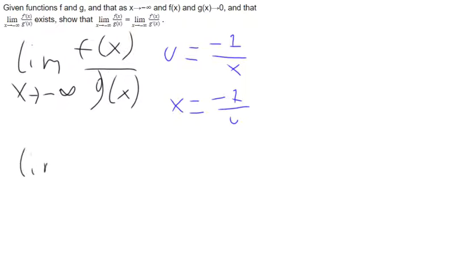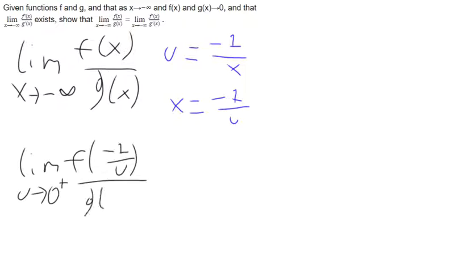So we have the limit as u goes to what? Well, if x is going to negative infinity, if u were 1 over x, u would be going to 0 from the left, but since u is negative 1 over x, u will be going to 0 from the right. And we'll have f of x, which is negative 1 over u, over g of x, which is also negative 1 over u. And as u is going to 0 from the right, the insides of these functions are both approaching negative infinity. And we know that as that's happening, their values are approaching 0. And we already know how to deal with that. We can just differentiate the top and the bottom.